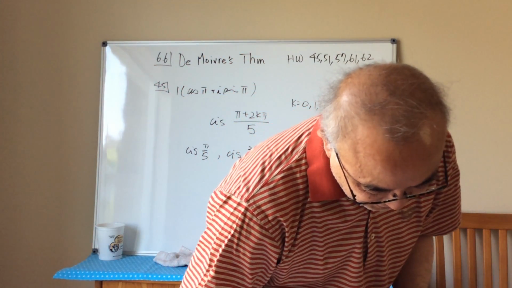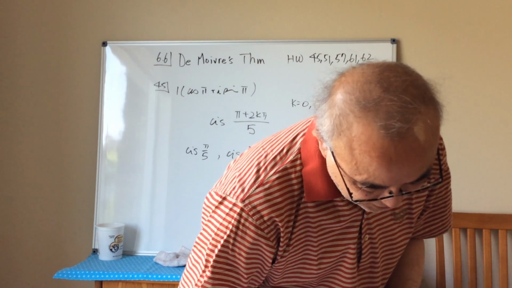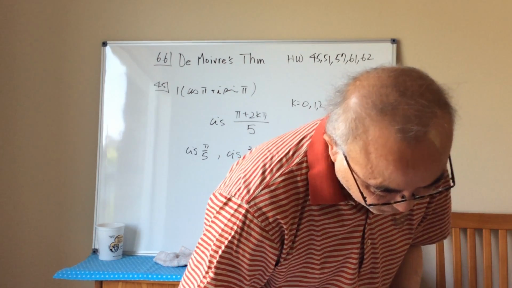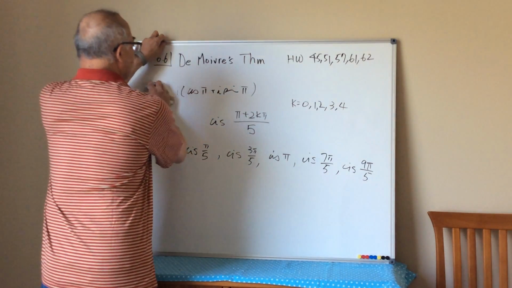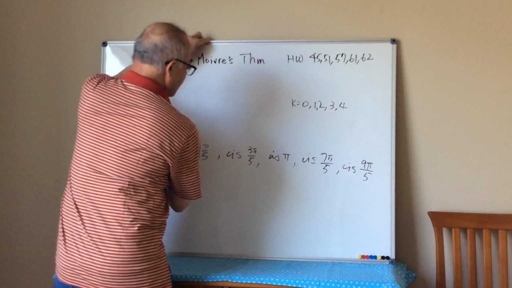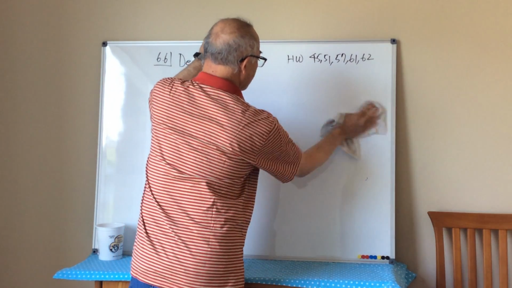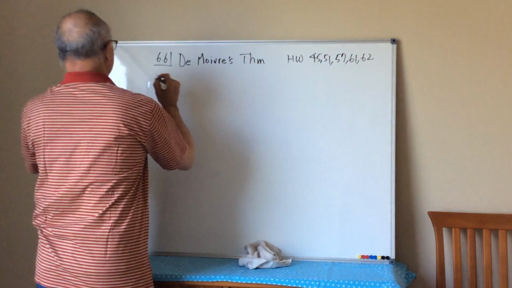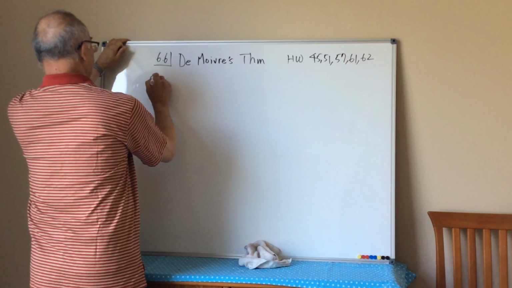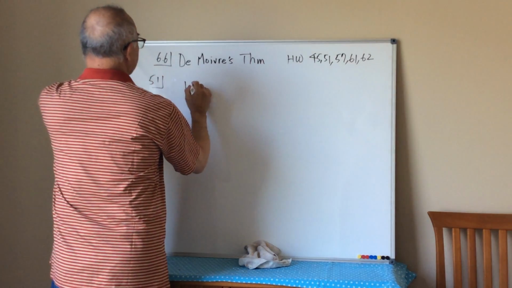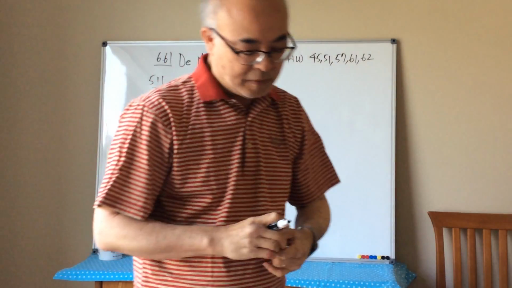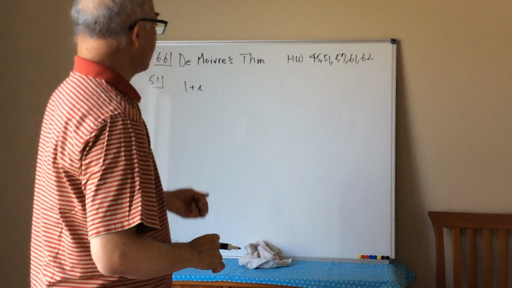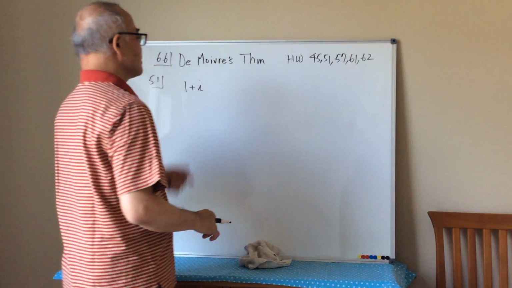Number 51. Find the nth roots of the complex number for the specified value of n. In 51, the number is 1 plus i. So this obviously is not in polar form, so we need to go ahead and convert this into polar form first.